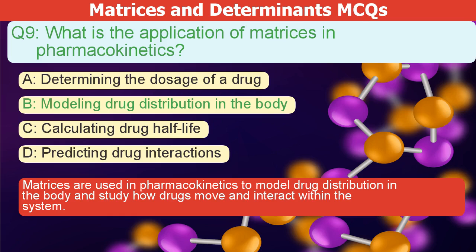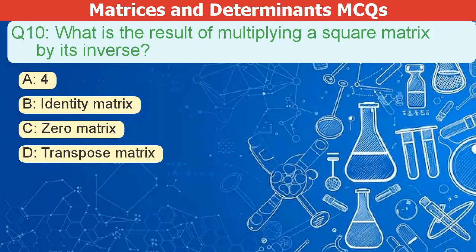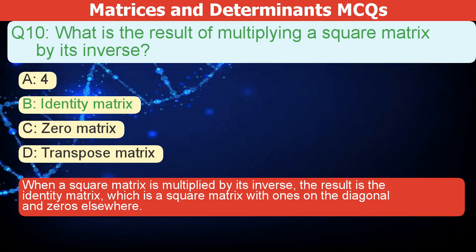What is the result of multiplying a square matrix by its inverse? A. 4. B. Identity matrix. C. Zero matrix. D. Transpose matrix. The correct answer is B. When a square matrix is multiplied by its inverse, the result is the identity matrix. This is a square matrix with ones on the diagonal and zeros elsewhere.